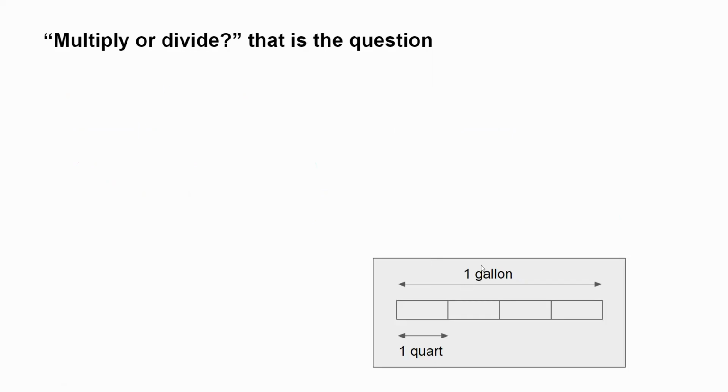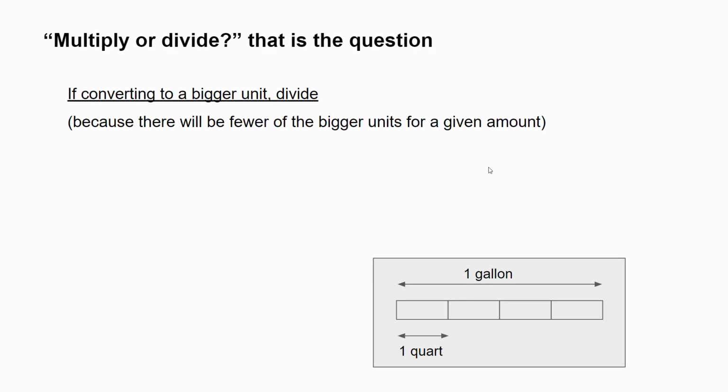So let's look at a different example. 1 gallon, 4 quarts. Quarts are the smaller unit. There are 4 of them in 1 gallon. That's what these lines are meant to indicate. Gallon is the bigger unit, quart is the smaller unit. When we're converting from quarts to gallons, we're going to a bigger unit. We need to divide. There will be fewer of that bigger unit. So we get a smaller number by dividing.